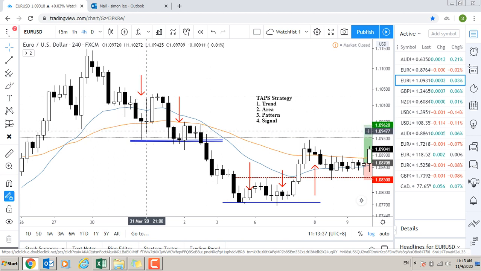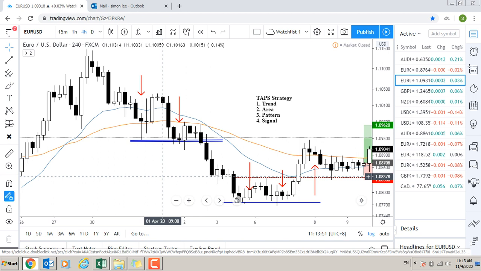pin bar. Sorry, if it's in an uptrend, I will look at a bullish pin bar. So other than these two, what else can we look at? Bearish engulfing, bearish breakout of an inside bar, bullish engulfing, bullish breakout of an inside bar. This kind of candlestick setup we can basically get free online. So these are all the signals that I am looking at once I decide my 1, 2, 3 what to do.